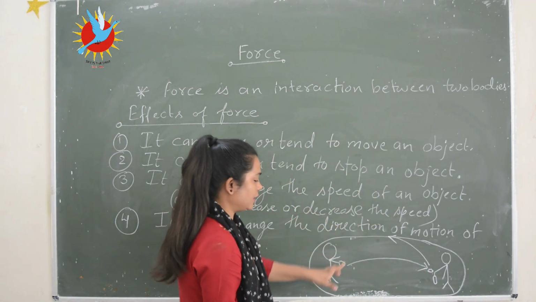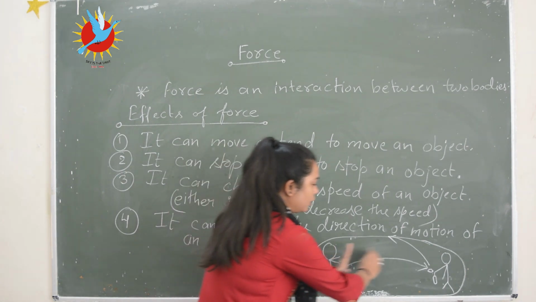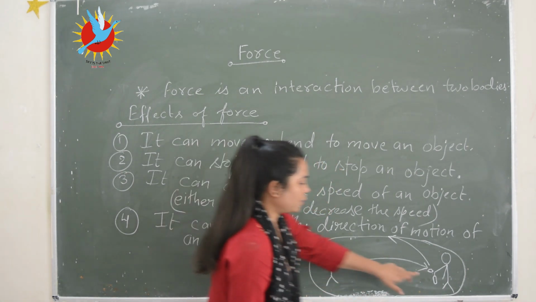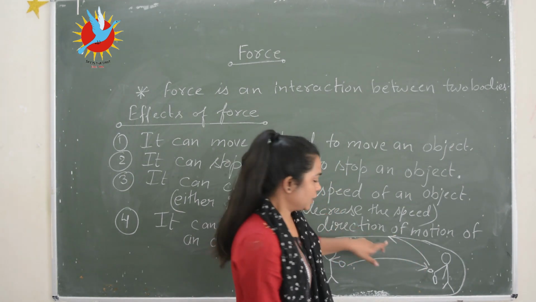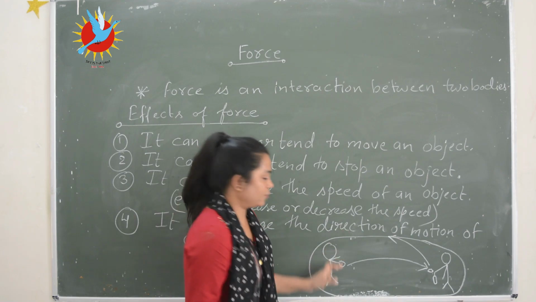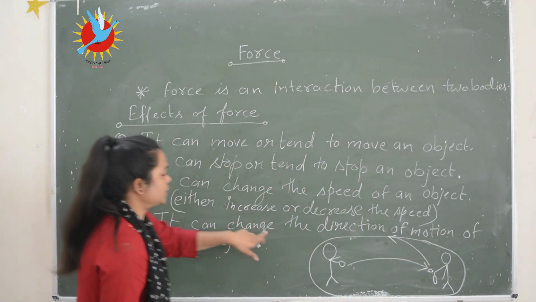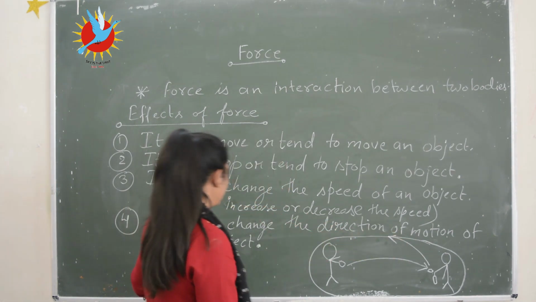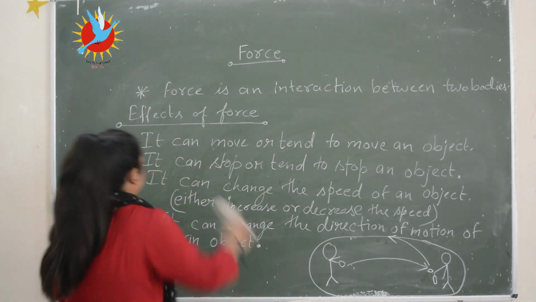So what is he doing? He is actually changing the direction of the ball. How? The bowler throws the ball towards the batsman, but what is the batsman doing? He is sending the ball towards the boundary. So the direction of the ball is changing from this side to this side. So a force can change the direction of motion of an object. Now the fifth point.